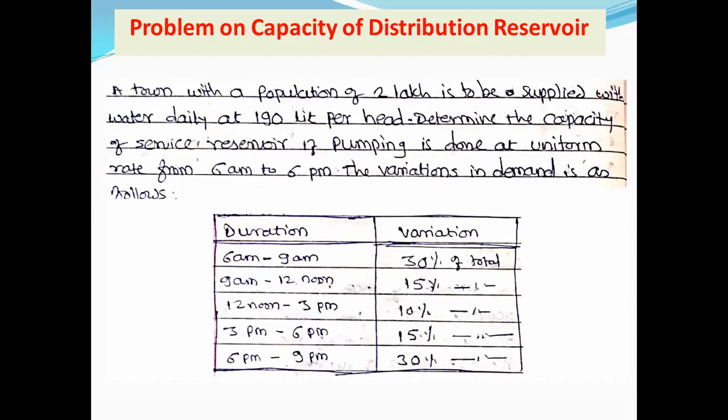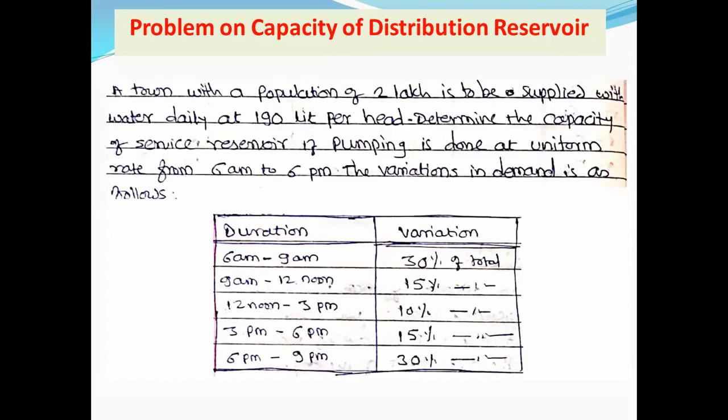See here, this method of water supply is not a continuous supply system. Continuous supply system means there will be supply of water for 24 hours. So we can say this is an intermittent supply system in which the supply of water is only for 12 hours, from 6 a.m. to 6 p.m. After that, there will not be supply of water at night. 6 a.m. to 6 p.m., full stop.